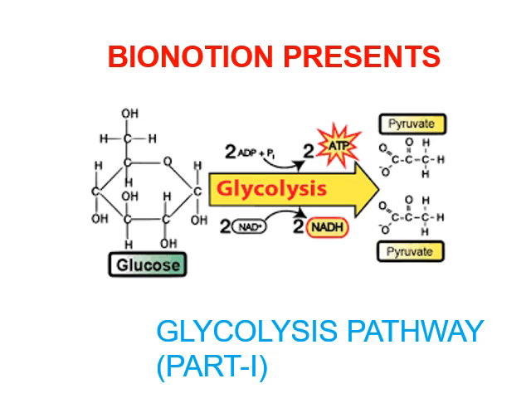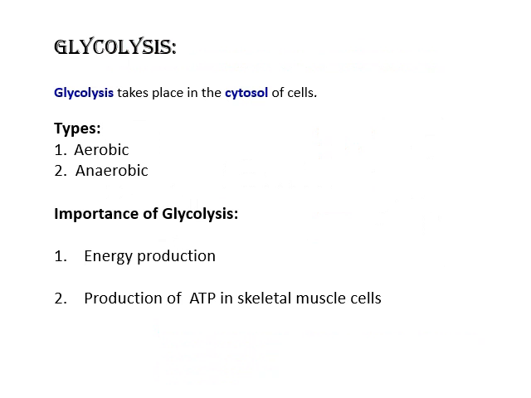Today I will discuss glycolysis with you. What is glycolysis? It is an oxidative process that occurs in cytoplasm which converts glucose into two molecules of pyruvate and releases energy. This process is also known as the Embden-Meyerhof pathway.